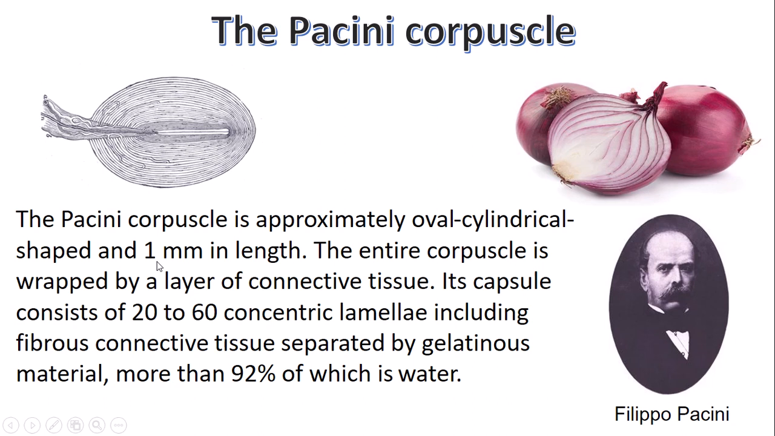So the entire corpuscle is wrapped by a layer of connective tissue from the outside. Its capsule consists of 20 to 60 concentric lamellae, including fibrous connective tissue, separated by gelatinous material, more than 92% of which is water. So it's practically like a balloon filled with water. So it's gel-like from the inside. And if you haven't already guessed, it's called the Pacinian corpuscle in reference to the scientist who discovered it, Mr. Filippo Pacini.